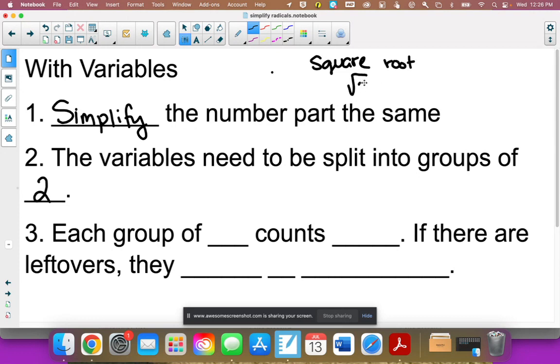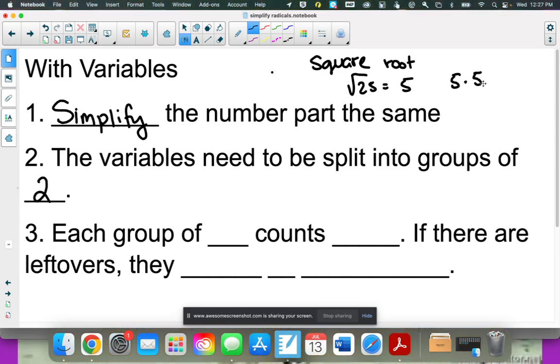So that's why the square root of 25 is 5, because it's 5 times 5. So that's a pair, right? Or a group of 2. So you're going to do the same thing with your variables. You're going to split them into groups of 2, okay? Each group of 2 counts once, okay? And I'll show you why that works.